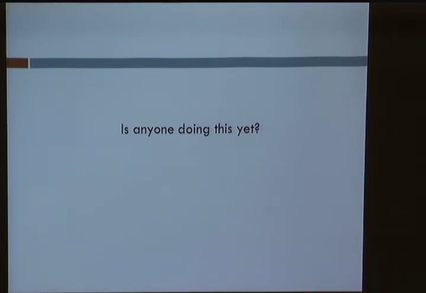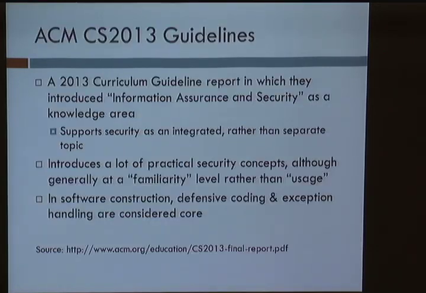Again, I welcome examples afterwards, but I looked and it doesn't seem like anyone's doing it in that sweeping sort of way. The closest I found so far is the ACM 2013 guidelines. ACM puts out curriculum guidelines every few years. In 2013, it was the first year where they had an information assurance and security knowledge area, which, bravo for adding it, but also maybe a little late to the game, but that's okay. Better late than never.